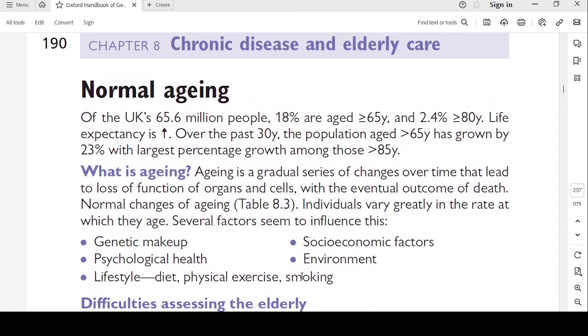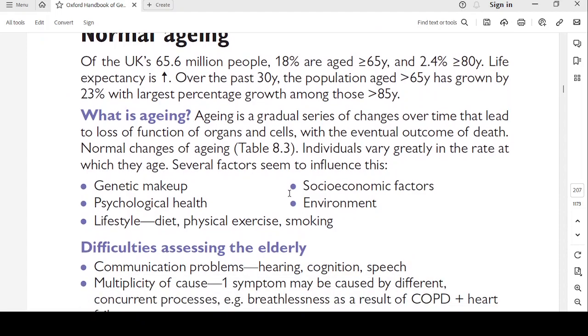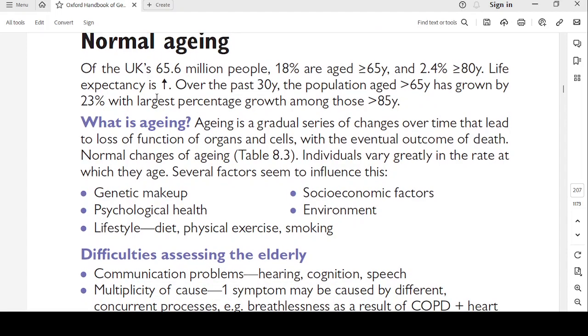Normal aging. This is page number 190, normal aging. So we need to know what is normal and what is abnormal in the geriatric patient. Of the UK's 65.6 million people, 18% are aged more than 65 years and 2.4% more than 80 years. Life expectancy is increased. Over the past 30 years, the population aged more than 65 has grown by 23%, with the largest percentage growth among those more than 85 years.